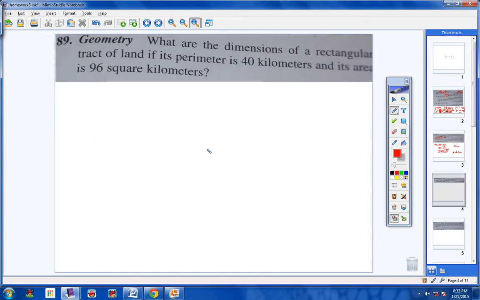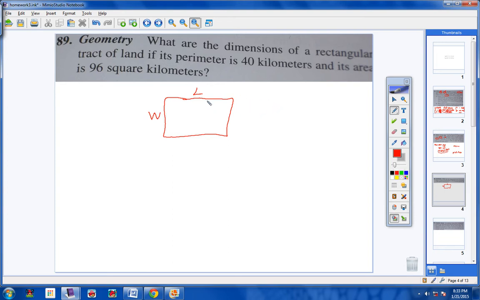What are the dimensions of a rectangular tract of land if its perimeter is 40 and its area is 96? Okay, no problem. What are the dimensions? So we're looking for an x and we're looking for a y, or in other words, we're looking for a length and a width. Okay, so we have how many unknowns? 2. So we need two equations.